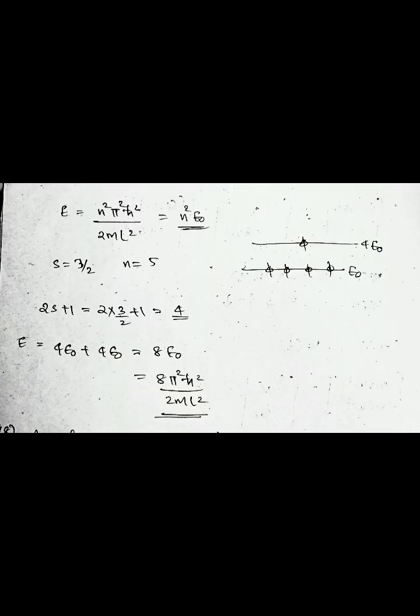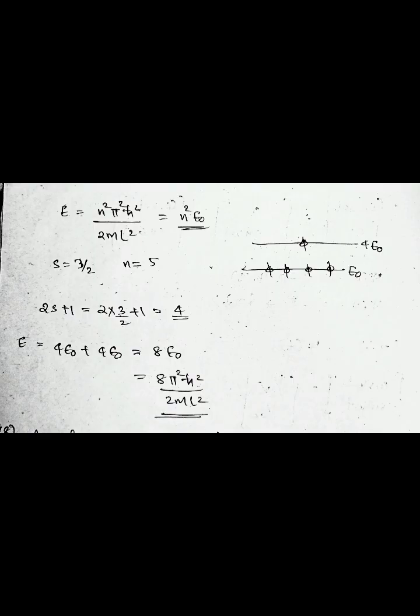If the lowest energy of the system is n pi square h cut square by 2 ml square, the value of n in integer is dash. So here energy E is equal to n square pi square h cut square by 2 ml square, and this is equal to n square E0.